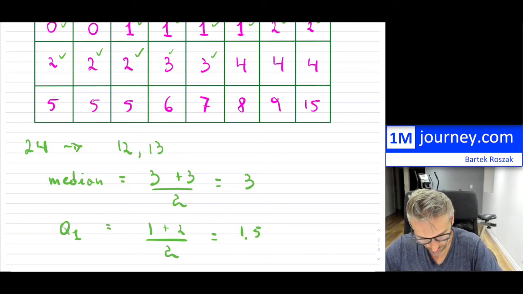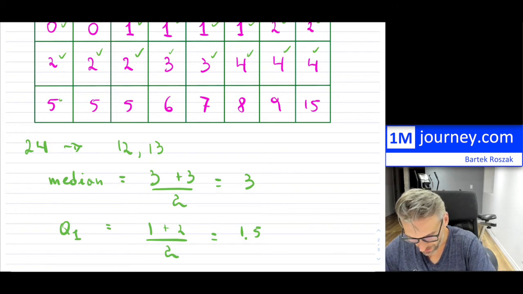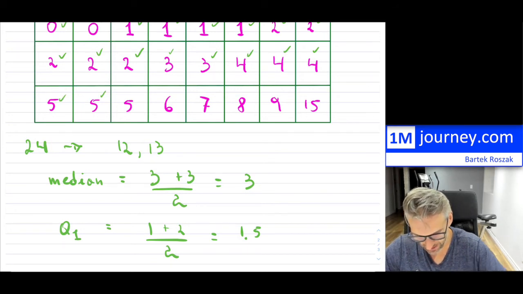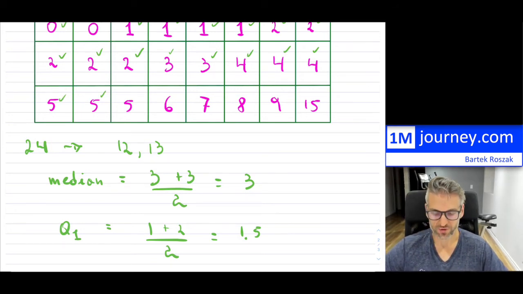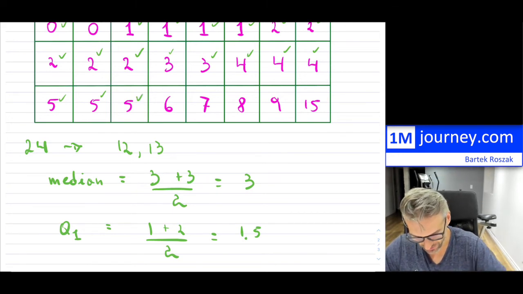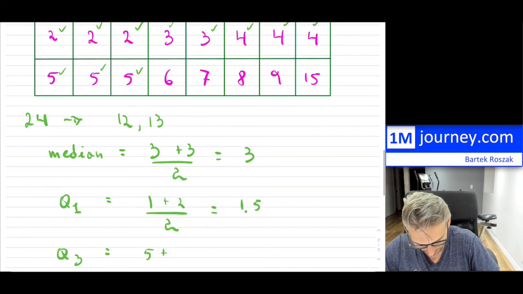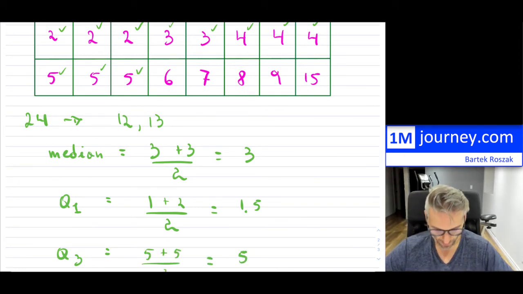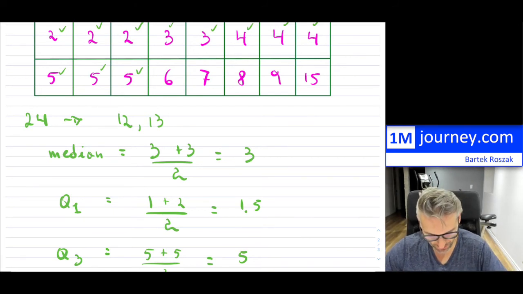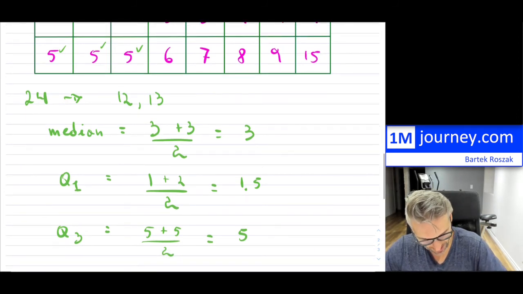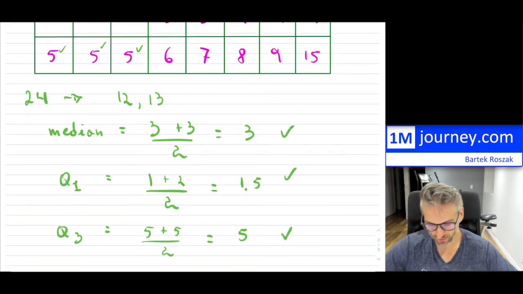So I have 1, 2, 3, 4, 5, and 6. Because I have 12 points there, it's going to be the 6th and 7th values. It looks like 6 and 7 is 5. So it's going to be 5 plus 5 divided by 2, which is still 5. That's what I have in there. So I have now found all of these.